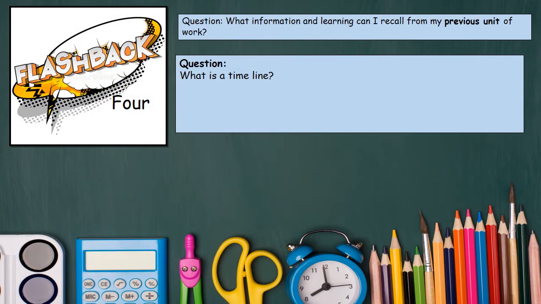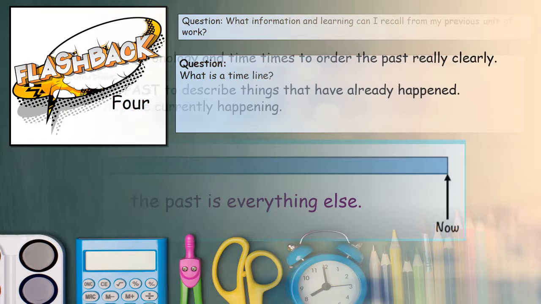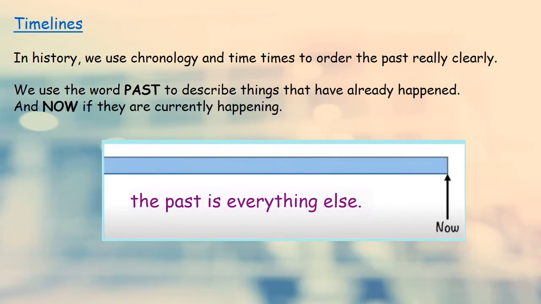What information and learning can I recall from my previous unit of work? What is a timeline? Timelines. In history, we use chronology and timelines to order the past really clearly. We use the word past to describe things that have already happened, and not if they are currently happening. You can see this on the timeline.